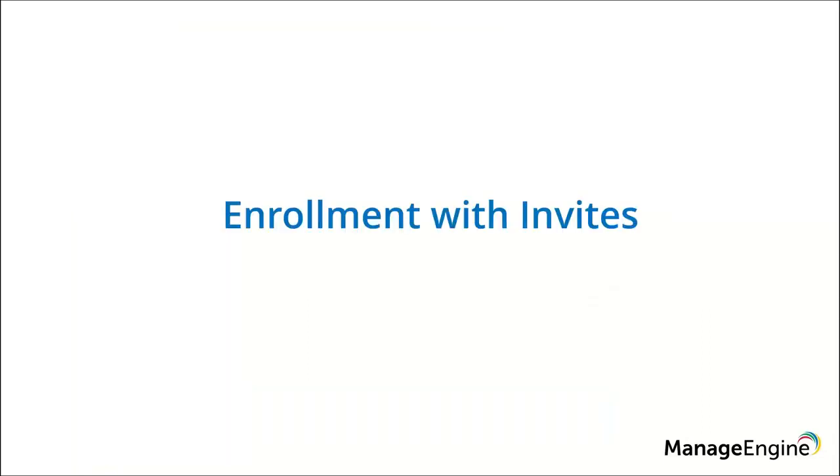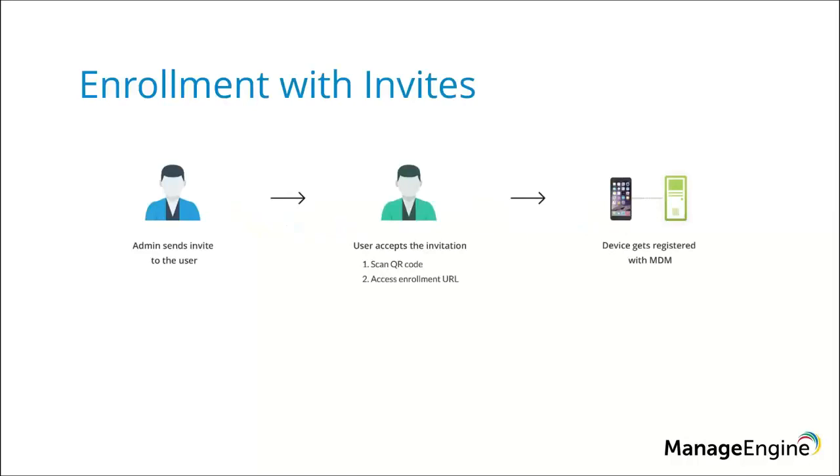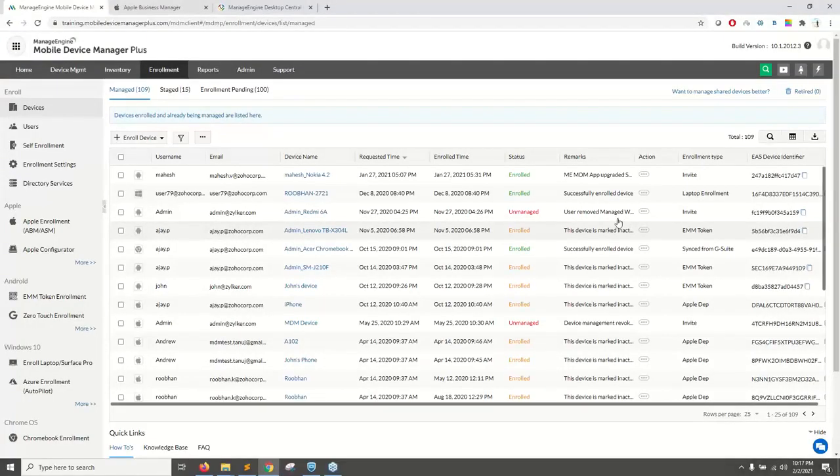So first, let me show you how we can onboard with email invitation. And this is the diagrammatic workflow. An admin would be sending an email or an SMS invite, and the users will accept the invitation either by scanning the QR code or accessing the enrollment URL, and then the device will be registered. So let me take you to the product console and show you how we can register your device.